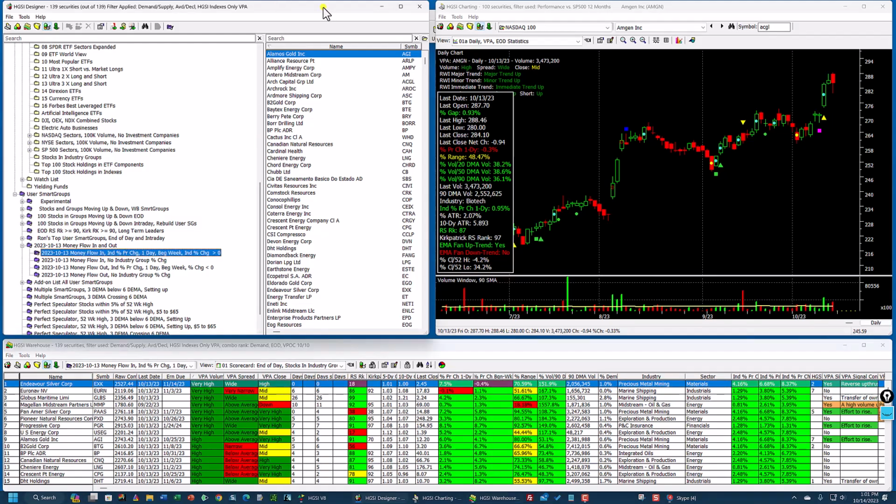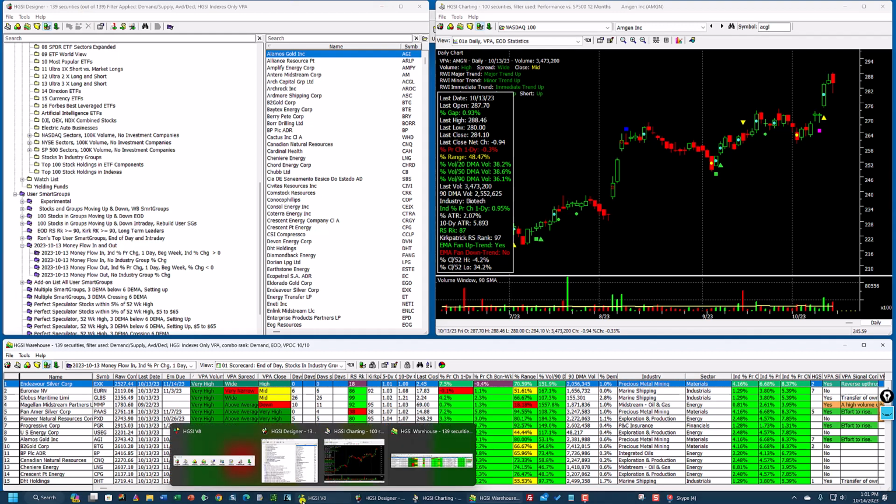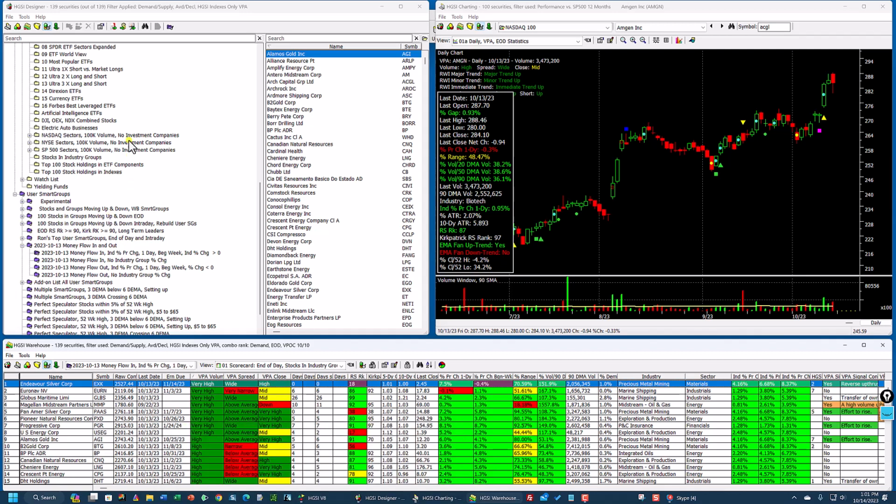Now with this layout that I've got on my screen, as you can see, I've got a single chart here. It's an end of day chart. I've got my warehouse view down here, and over here I have the designer. Now, if you're not familiar with HGSI, these are the component parts to the program, and the designer is essentially the data reservoir, whereas the warehouse is for scanning, analysis, and so on. As you can see, I've got a lot of fields here, but they all mean something to me.